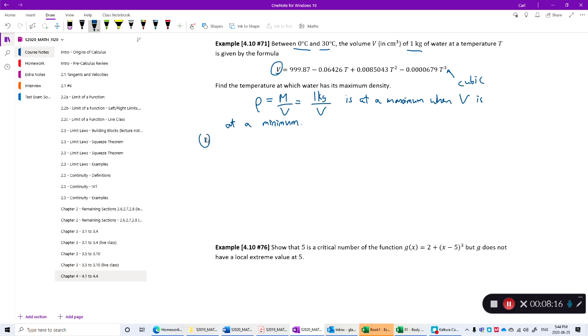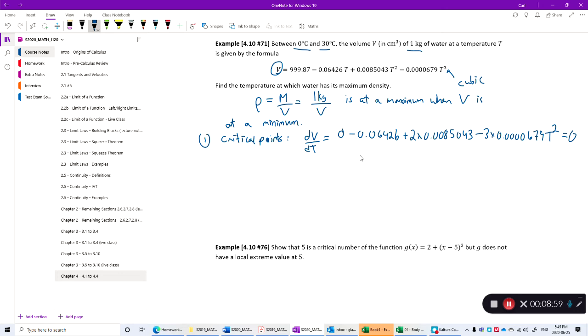So when is V at a minimum? What we're going to do is check the critical points, and we'll check the endpoints. So what are the critical points? That would be where dV/dt is 0. So what is dV/dt? The derivative of a constant is 0, then the linear term, and the next term is 2 times 0.0085043 minus 234,679t squared, and we want that to be equal to 0.